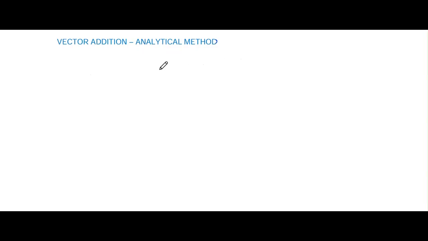Vector addition. So we have gone through the resolution of a vector. For example, let's say there is a vector A in a plane, then we can resolve the vector A into its components as follows. So this way we can resolve a vector A. We have done this in our previous video. You can get the video from the same playlist.